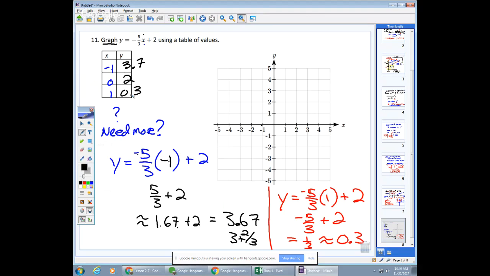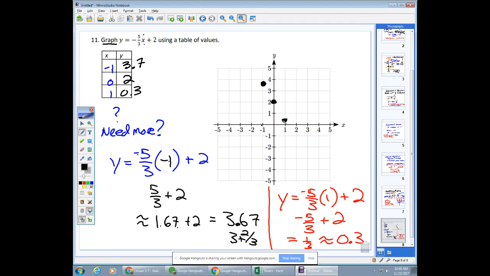So I'm going to try and plot those. Let's say I have -1, 3.7. So that's going to be somewhere up here. I have 0, 2. And I have 1, 1/3, which is going to be around right here. Do those points seem to line up?